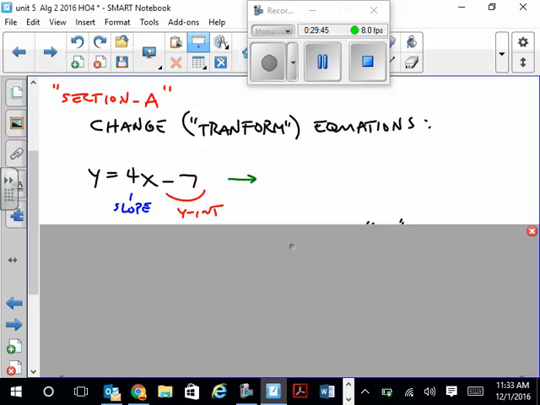So they'll give you a problem like this one for those who've written it down. y equals 4x minus 7. What is the slope in this problem?